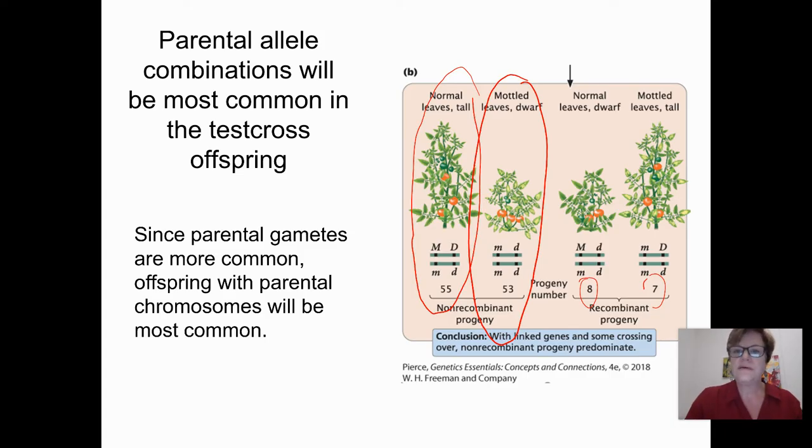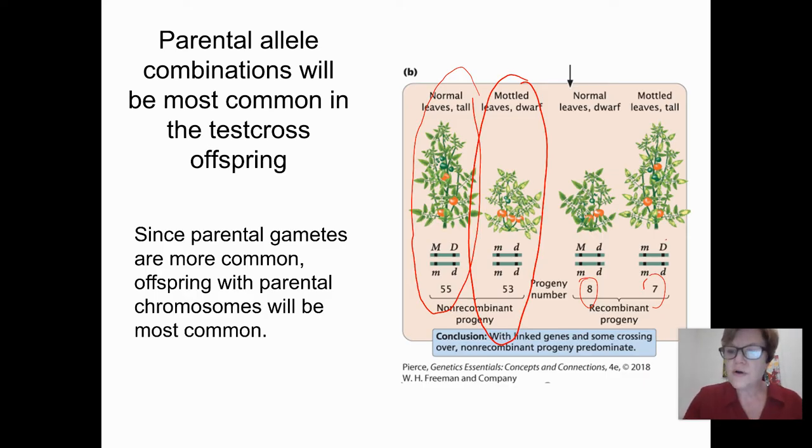And so when you have a dihybrid that you've crossed to a completely recessive individual, you will get all four categories of offspring. In this case, normal tall, mottled dwarf, normal dwarf, and mottled tall. But two of the groups will be much more common, and two of the groups will be much less common. And you'll be able to see it in the data. So the two very common groups are the ones that got parental chromosomes. And the two less common groups got crossover chromosomes.